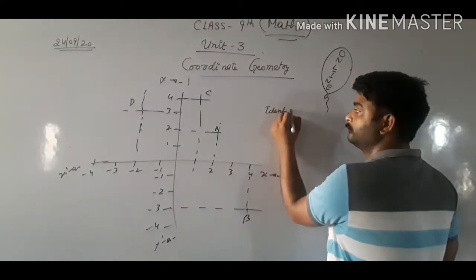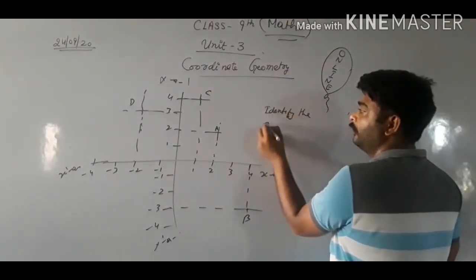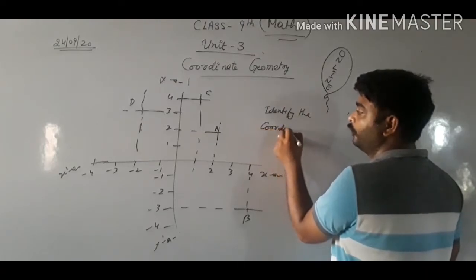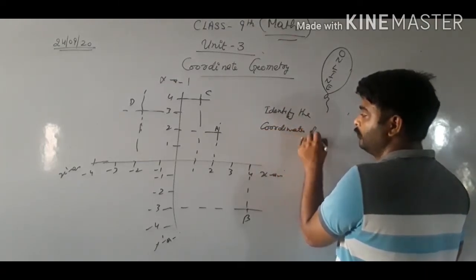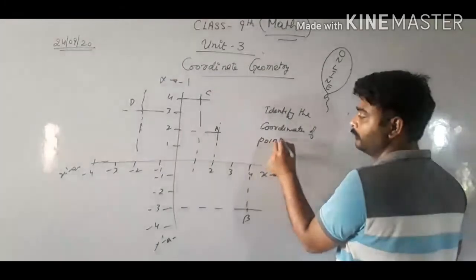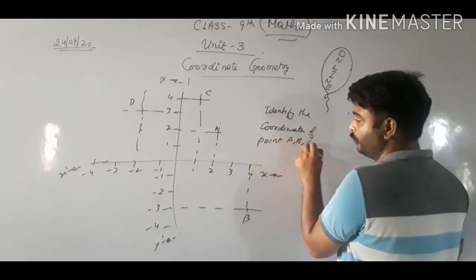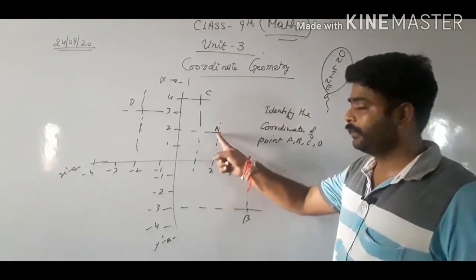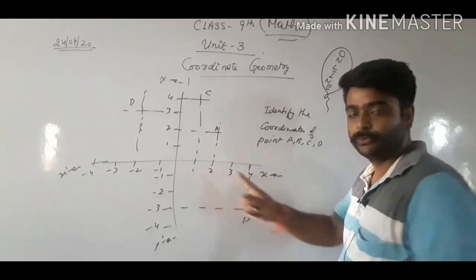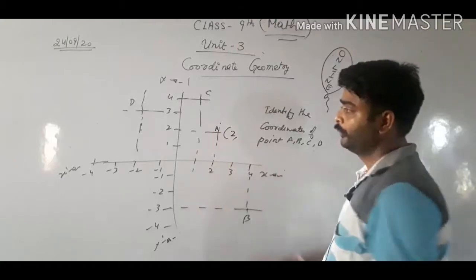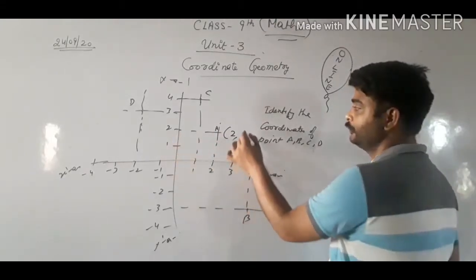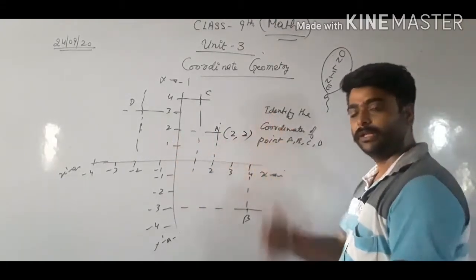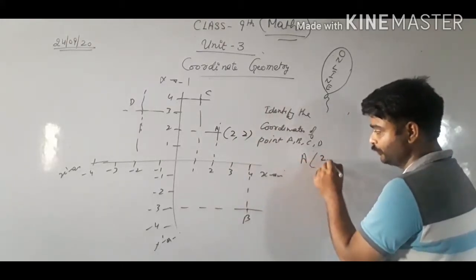Identify the coordinates of points A, B, C, D. Very easy class. Coordinate of A. What is x? X is here, 2. What is y? Y is again 2. So this is the coordinate of A. So A coordinate is 2, 2.